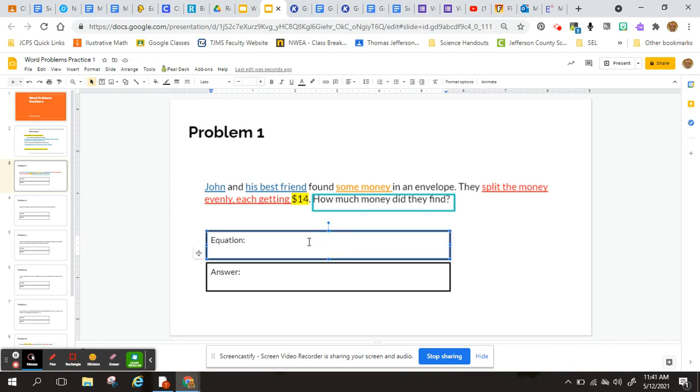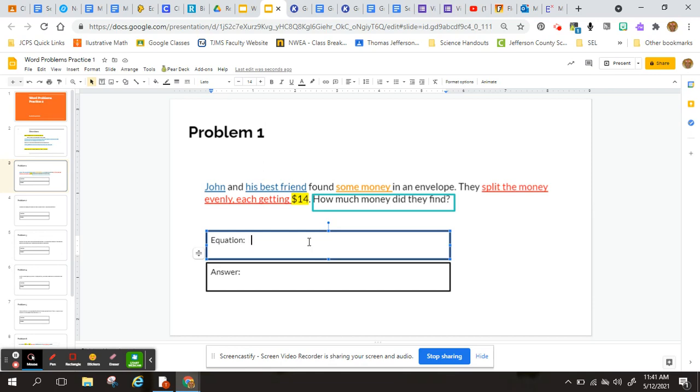So let's make our equation. Let's talk it out. So John and his friend, there's 2 people, find some money. We don't know how much. And then they split the money evenly. So what operation means to split something? I have a whole and I split it. And that would be division, okay? When we talk about sharing something evenly between people, it's division.